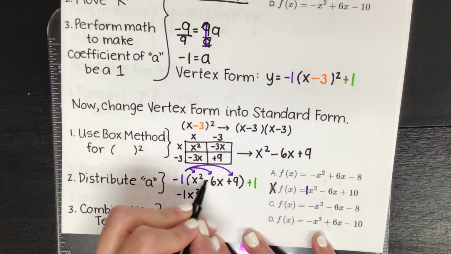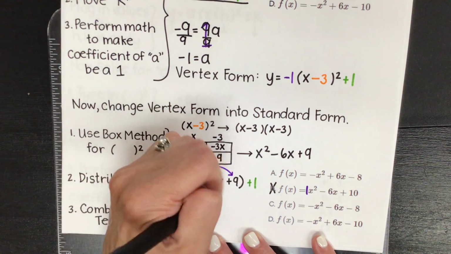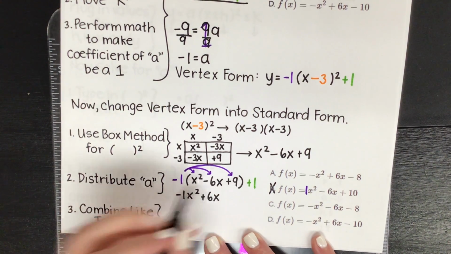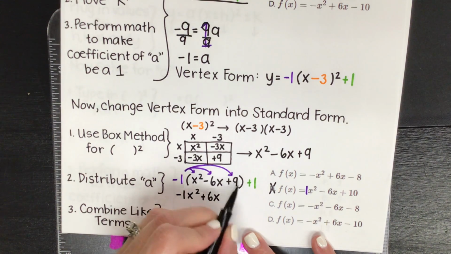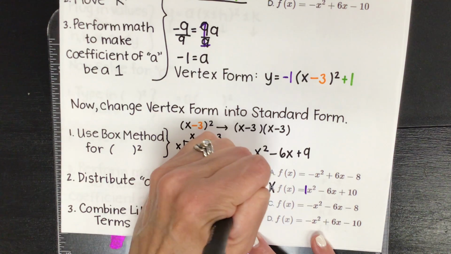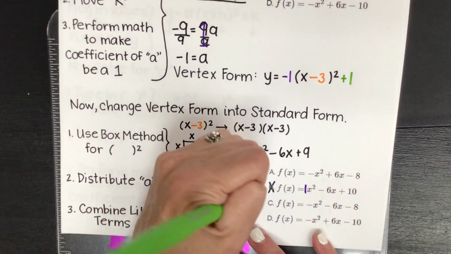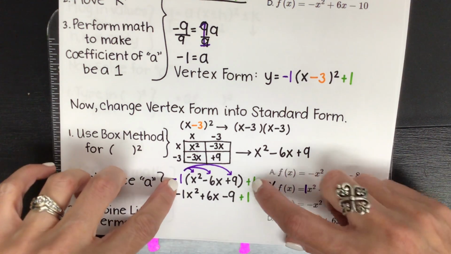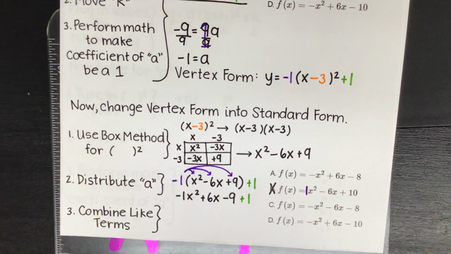Negative 1 times negative 6 is going to make this coefficient become a positive 6x. And then if I multiply negative 1 times a positive 9, that constant is now going to change to a negative 9. And now I have plus 1 because I got to bring that down. I can't multiply these because this plus 1 is not in the parentheses. And now we're going to combine like terms.